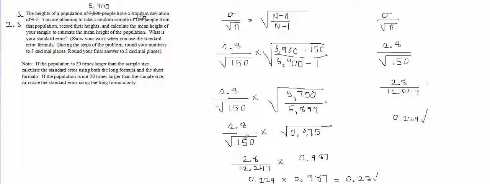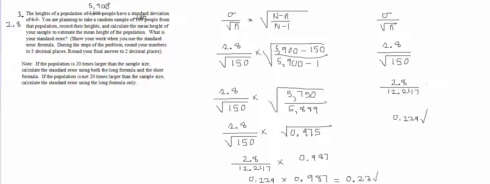I also take the square root of this part over here. The square root of 150 became 12.247. So once I take these two square roots, I'm just left with this right here. On the left side, I divide the top by the bottom of the fraction. And now I just have two numbers I can multiply to get my standard error. That's the answer. I also tell you that if the population is 20 times larger than the sample size, then you should also use the short formula.